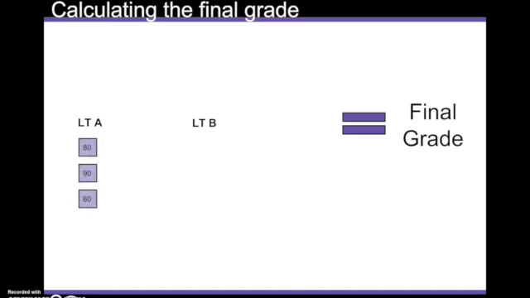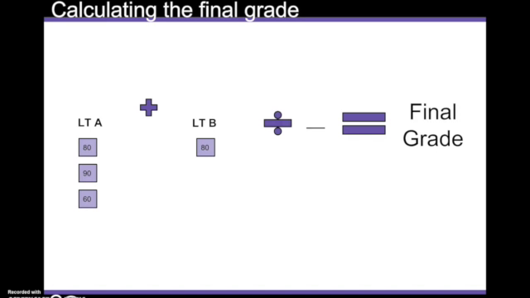For learning target A, let's say there are 3 assessments, scored as you see here. For learning target B, there's only 1. Now we're almost set up for the equation. We just need to figure out the numbers that we're adding and dividing by in order to get the final grade.